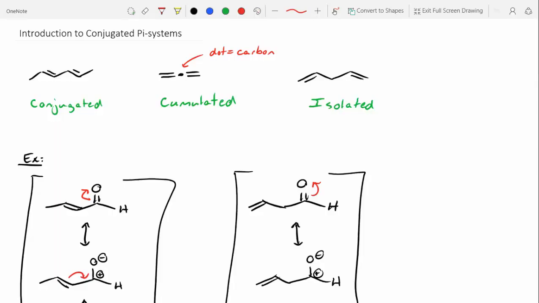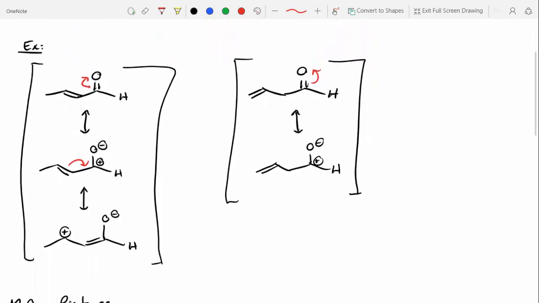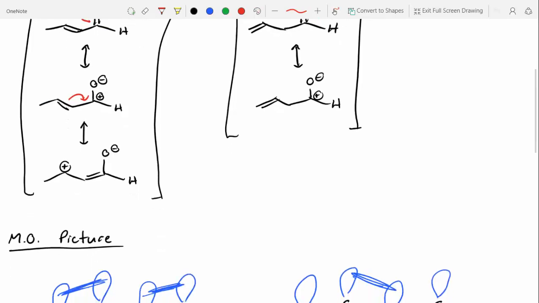We are going to spend the next chapter talking about conjugated pi systems, and we said that conjugated systems are where you have adjacent double, single bonds that are all lined up, and you run into these unique resonance structure situations. So, for example, the one on the left is conjugated because we can move the pi bonds around, but the one on the right is isolated because we cannot move that alkene anywhere.